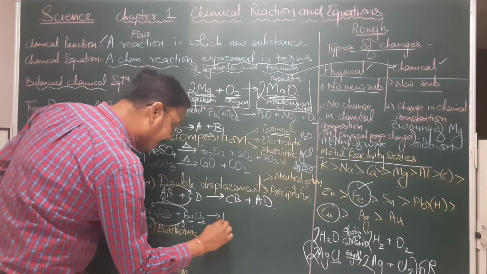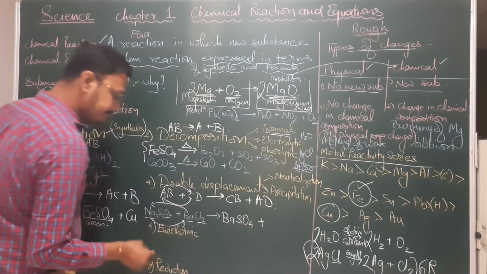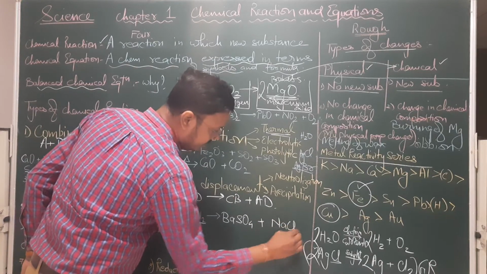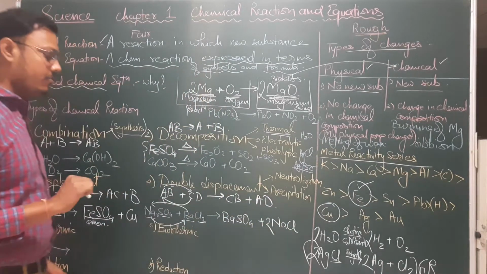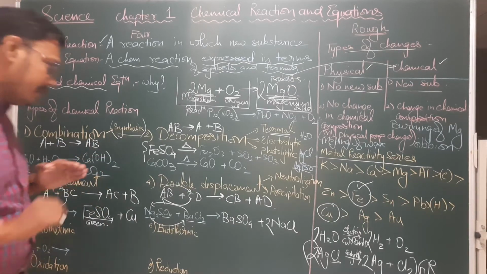So we'll get barium sulfate, BaSO4, and sodium chloride, NaCl. But there are two molecules, so we'll write 2. So this is a good example of double displacement reaction.